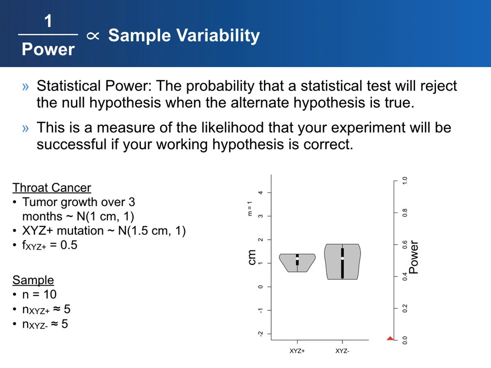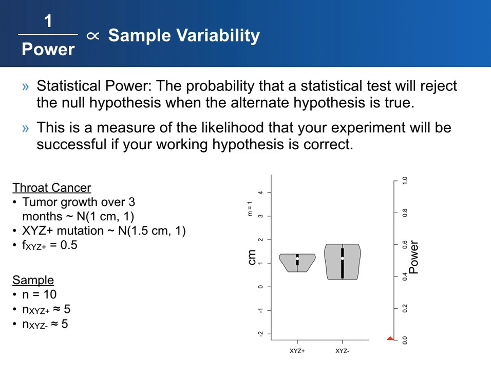And we can make the assumption right now that the frequency of the XYZ gene is about 0.5. So 50% have it, 50% don't. This is pretty optimistic, and we'll look at what changing that frequency does a little bit later.